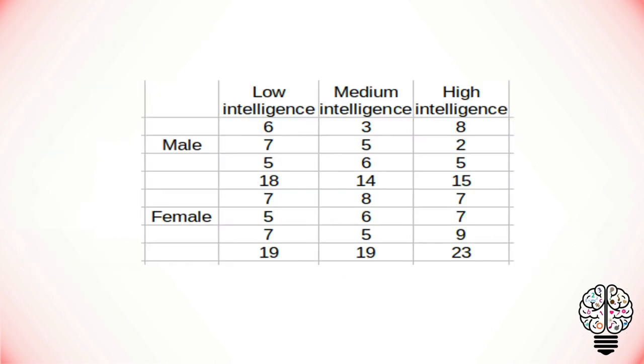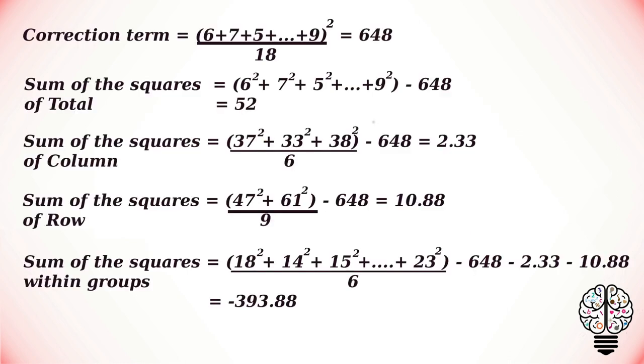Now we have to calculate the sum of the squares within groups value. To do that, we have to calculate the sum for male column values separately and female column values separately. If we do that, we'll get our value as follows. Now we have to square those values and sum it up. If we do that, we'll get our value as 1604.